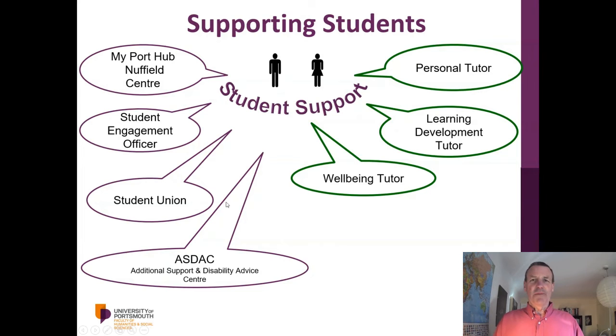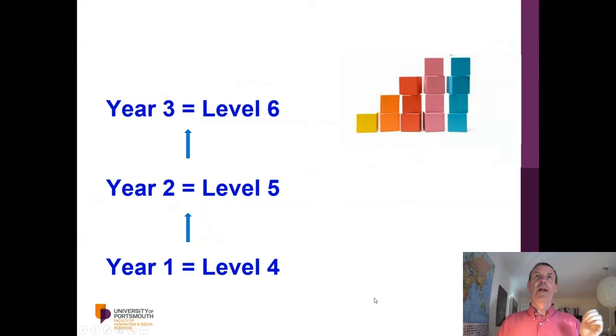I've talked a lot about year 1, year 2, year 3, and level 4, level 5, level 6. So I'm now going to tell you about what you'll study with us. But first of all, what do these mean? Okay, A level is level 3. Year 1 is level 4, year 2 is level 5, year 3 is level 6. And if you go on to do a master's, then that would be level 7 and doctorate up at level 8.